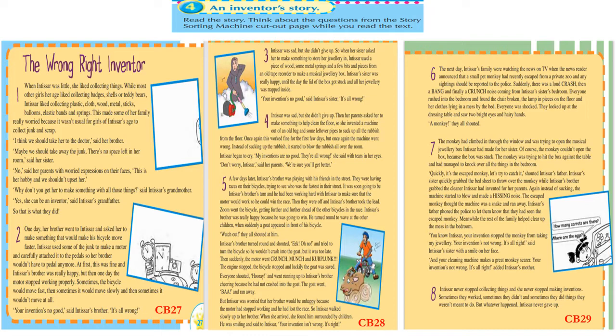So what is the title of this story? The title of the story is Wrong Right Inventor. Wrong Right Inventor. How many paragraphs have we got in this story? Yes, you are right. We have 8 paragraphs. So we have paragraph number 1, 2, 3, 4, and 5, 6, 7, and 8.